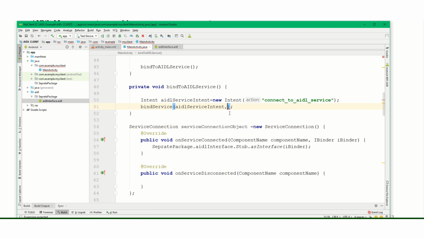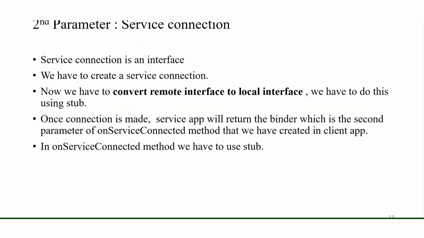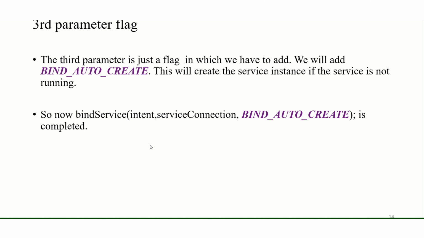Stop it from here, service connection. Third one is flag. Okay, let's first go to our PPT. Once the connection is made, service app will return binder, which is the second parameter of our service connected method that we have created in our client app. And yes, we have used stub. Now third parameter is flag. So if our service is not yet created, it will create the instance of it and service will start. I'll explain it later. This is very simple.